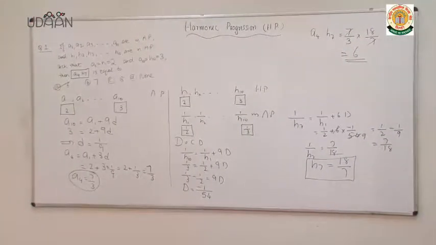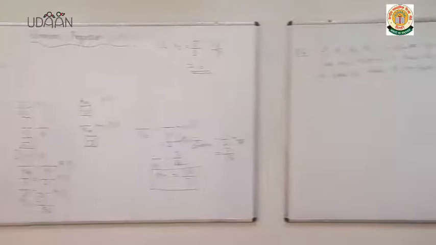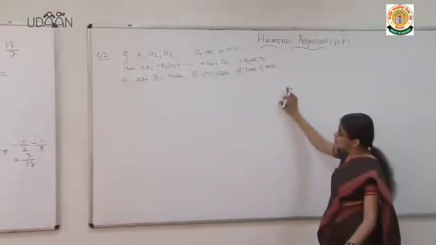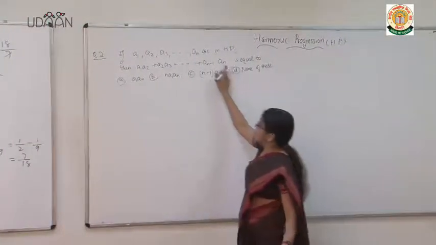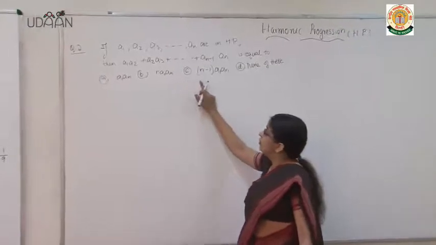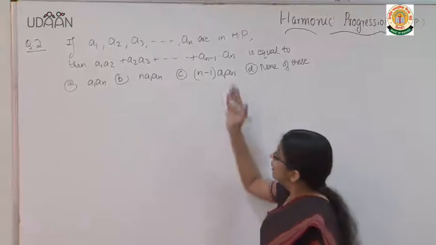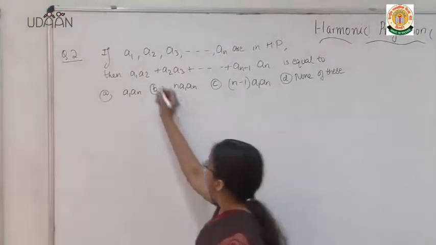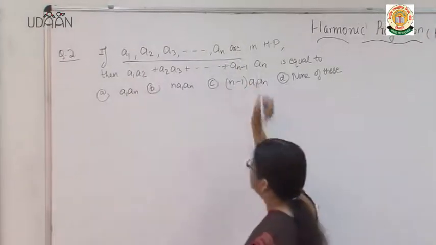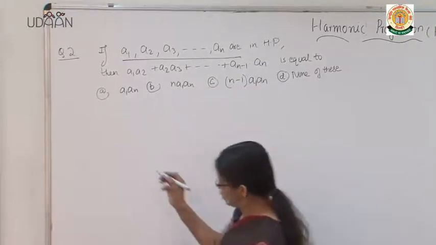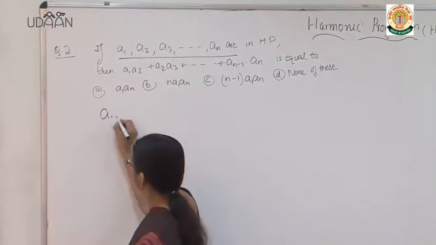Question is there on the board. A1, A2, etc. An are in HP. We need to find the value of A1 A2 plus A2 A3 plus etc. An minus 1 An. Look, nothing else is given except this. A1, A2, etc. are in HP. Let's see how to solve this.